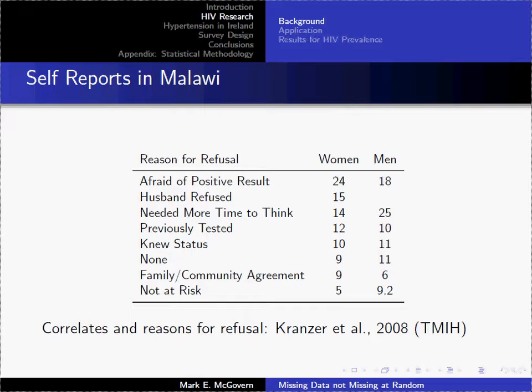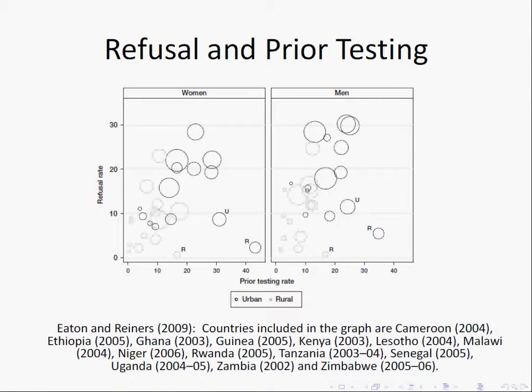Another reason to be worried about this, if we looked at rates of previous testing and the current refusal rate, we see that there's a positive relationship. So this is for women, this is for men. On the y-axis here we have the refusal rate. On the x-axis, the percentage of people who had previously tested. So we see that locations in which more people had previously tested and consequently know their status are the places in which people are more likely to refuse.